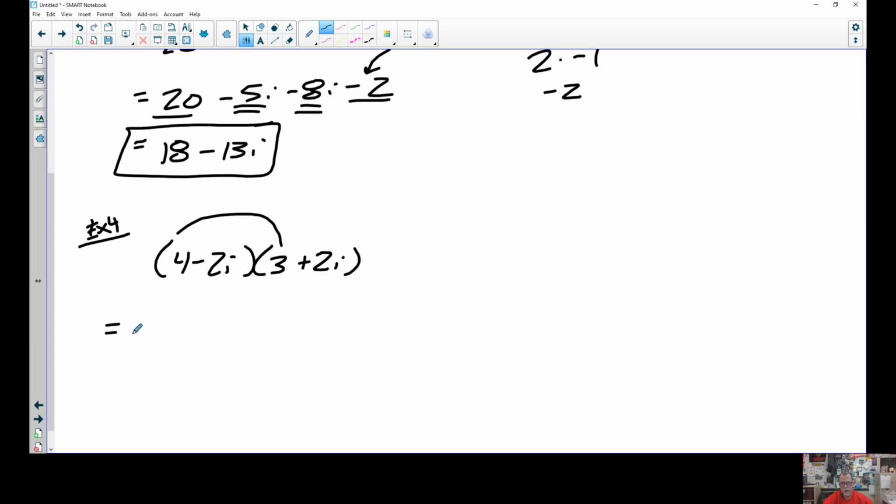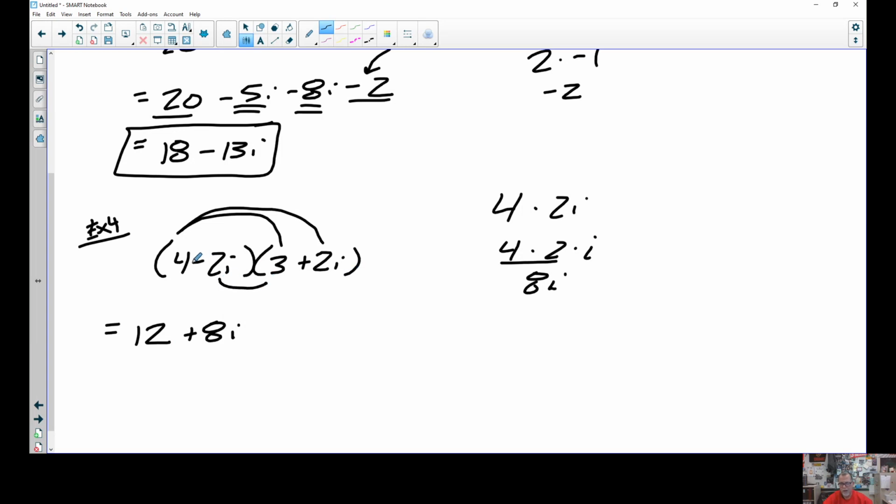4 times 3 is 12. 4 times, or positive 4 times a positive 2i is a positive 8i. If you're wondering what I'm doing there, when I say 4 times 2i, what I'm really saying is 4 times 2 times i, just to be clear there. So these two multiply to give me 8, and I still have that i. That's how I get positive 8i. All right, just to be clear on that.